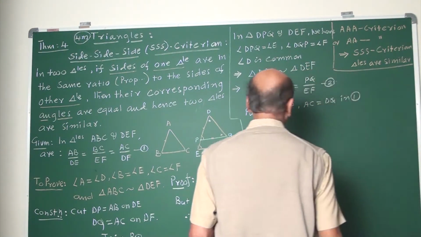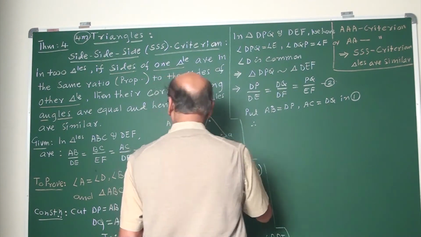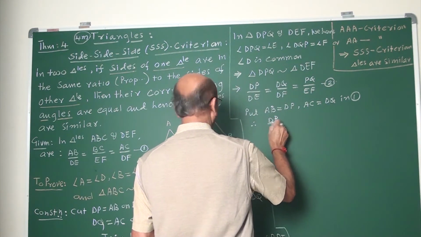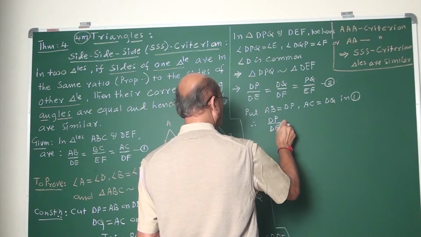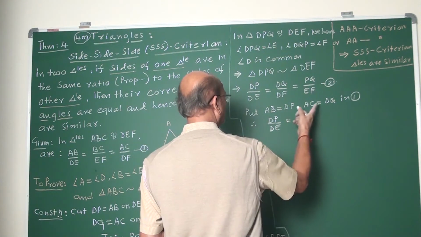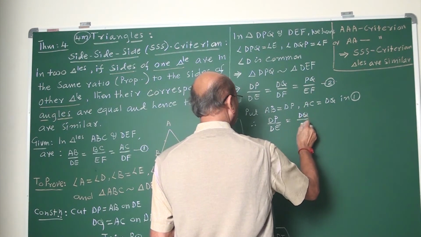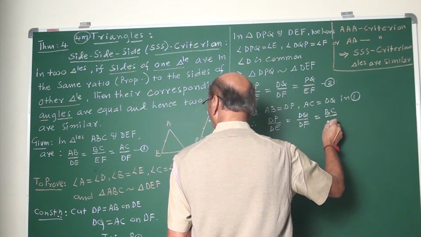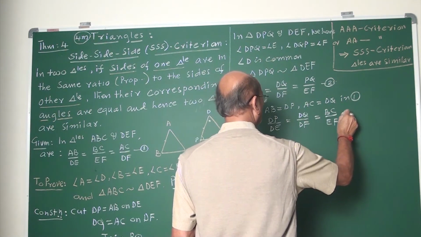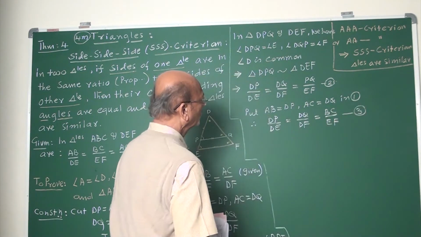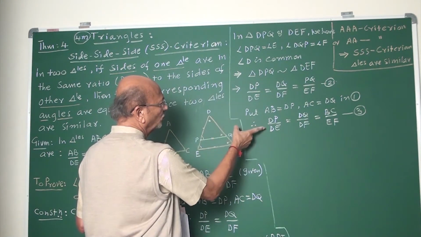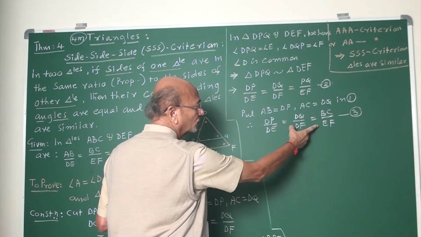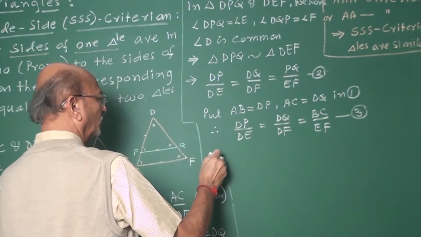In triangle ABC and DPQ, we get AB upon DP equal to AC upon DQ, DQ upon DF equal to BC upon EF. You name this 3. Comparing 2 and 3, this is the same, this is the same. Then PQ upon EF equal to BC upon EF from 2 and 3.